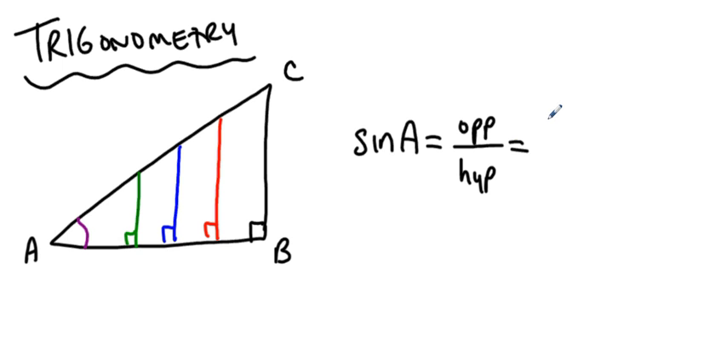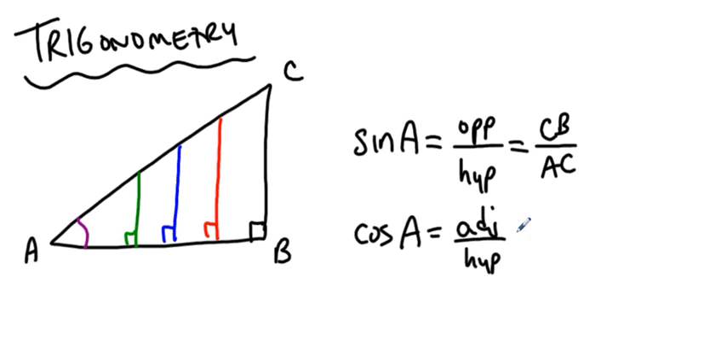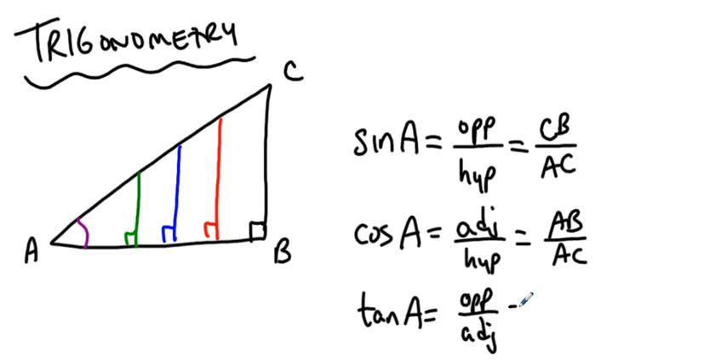In this case, that's the opposite side to the hypotenuse. Cosine is defined in terms of the adjacent side and the hypotenuse. The adjacent side is AB, and tangent is the ratio of the so-called opposite side to the so-called adjacent side, opposite to adjacent.